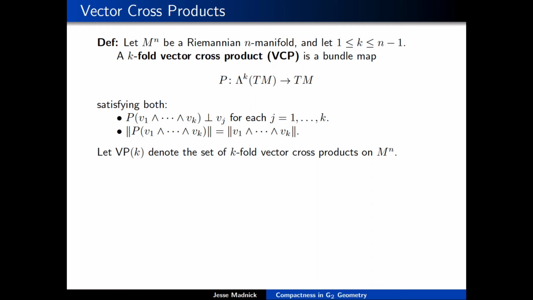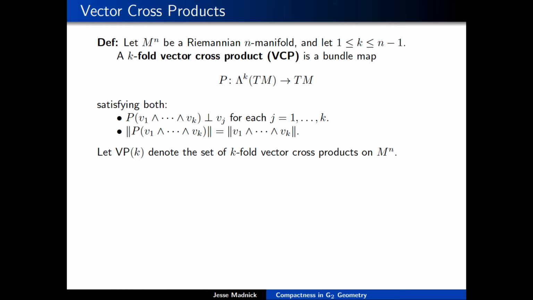So let M be a Riemannian manifold of dimension n, and let k be an integer between 1 and n minus 1. A k-fold vector cross product on M is a bundle map P, which inputs k vectors and outputs a vector, and is completely alternating in its arguments, and it satisfies two conditions. First, v1 cross up to vk is orthogonal to v1 and v2 and all the way up to vk. Moreover, the length of the output v1 cross up to vk is equal to the magnitude of v1 wedge up to vk.